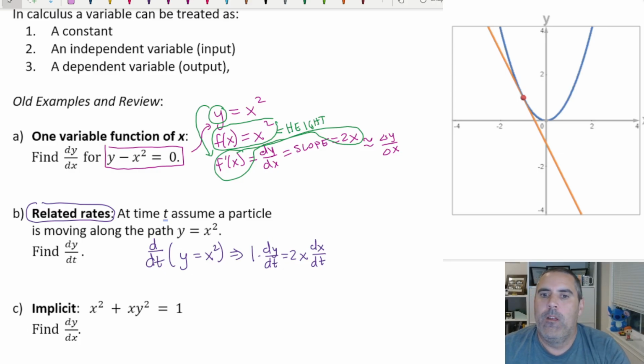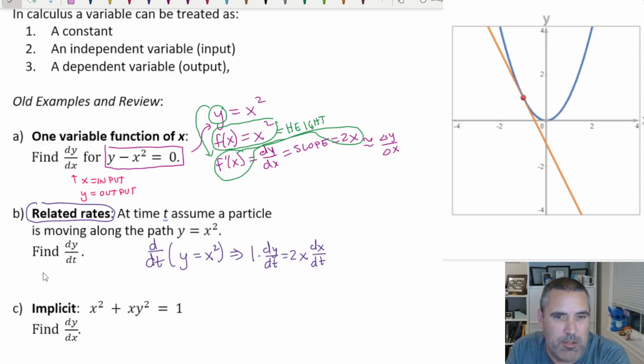So what can I say about that? Well, what's happening there is we have a particle moving along the path. So in the last problem, x was like our input and y was our output. Now in this problem, they're saying t is our input, which doesn't even make sense at first blush, because there is no t in the problem. And they're actually saying x is an output and also y is an output.